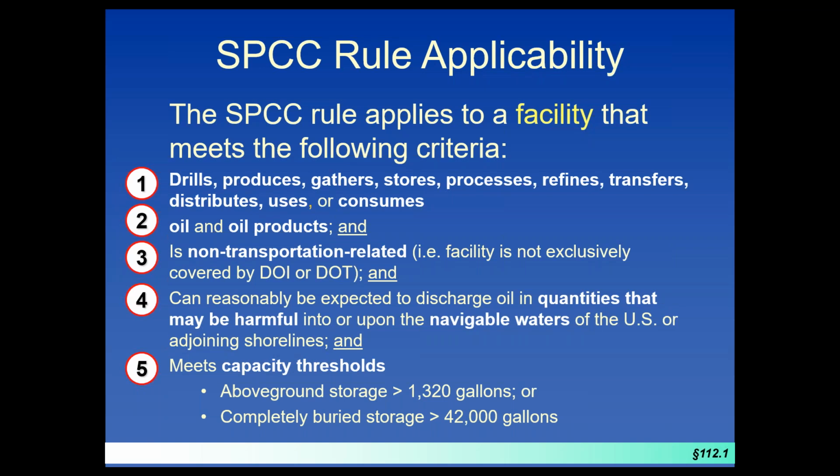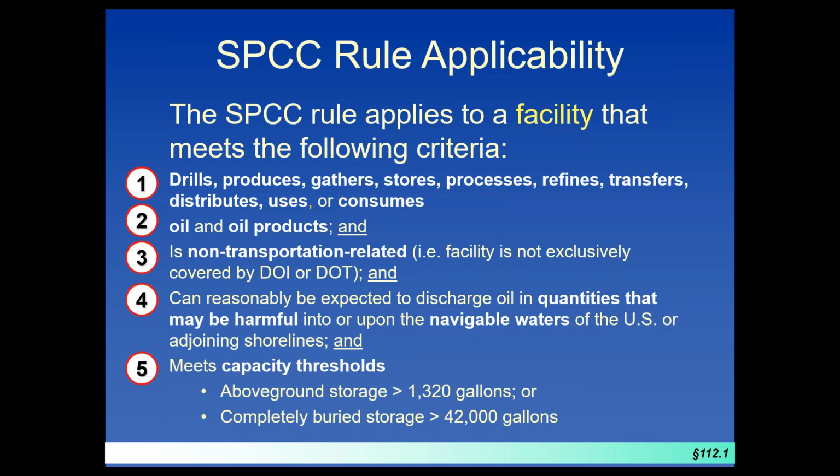The next is it has to be a reasonable expectation of a sheen reaching water from the facility. So can your facility cause an oil spill to cause a sheen? And then finally, there's a capacity threshold, and they're very low: greater than 1320 gallons above ground, or greater than 42,000 gallons below ground.